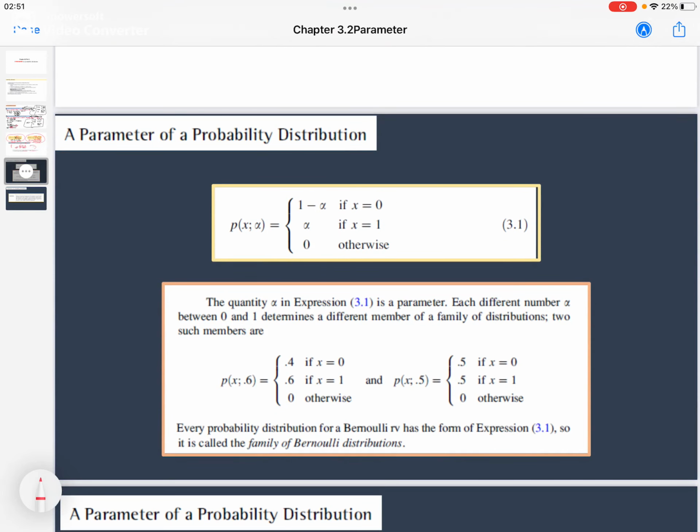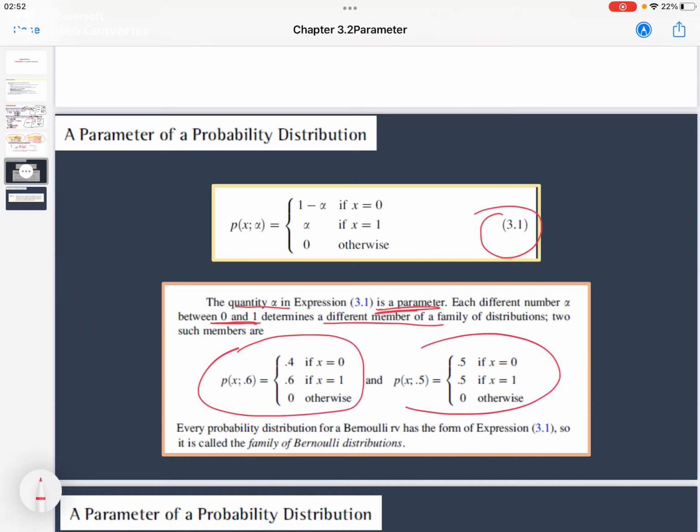All right, so it says there that the quantity alpha in expression 3.1 is a parameter, and each different value of alpha must be between 0 and 1 in this context. Each different value of alpha will determine a different PMF, right? And we'll say that it will determine a different member of a family of distributions. So two examples of members are these examples here, where alpha is 0.6 for one, and for this example, alpha is equal to 0.5.